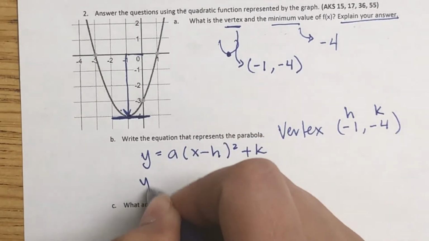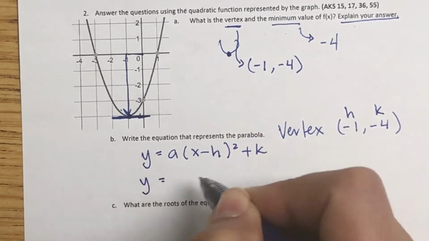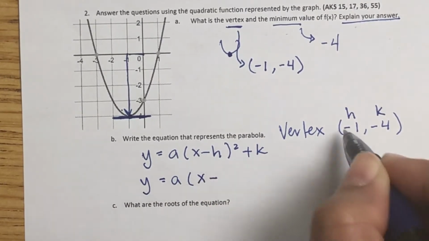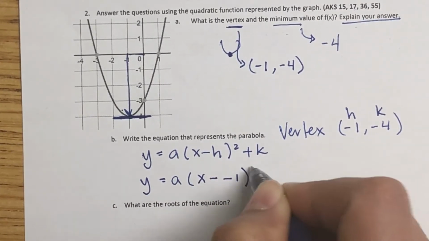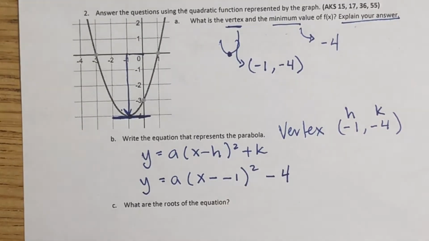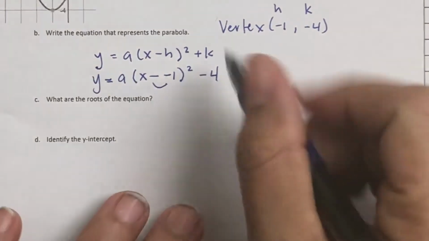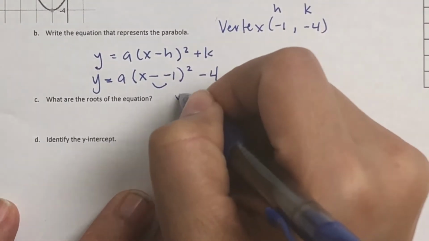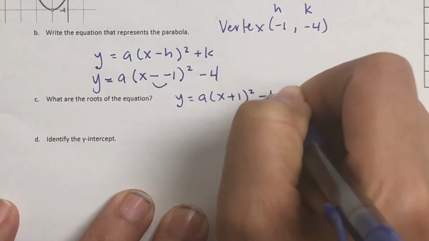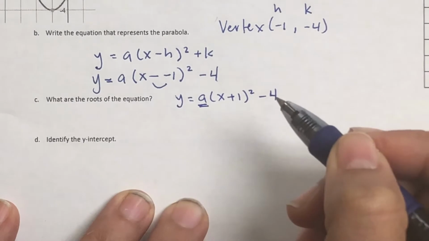So y equals a, then I have x minus whatever h is, which is -1, squared, plus whatever k is, which is -4. Okay, let's go ahead and fix these signs. Okay, so what are those signs going to be? All right, so that's going to be y equals a times x plus 1 squared minus 4. So now you have to find out what a is.